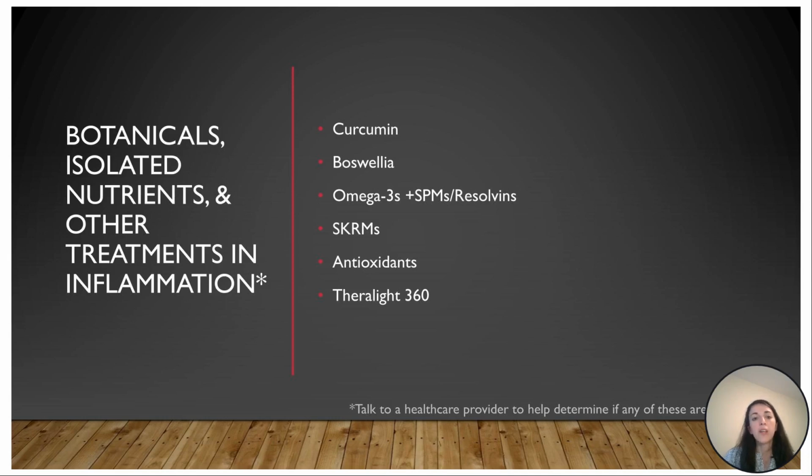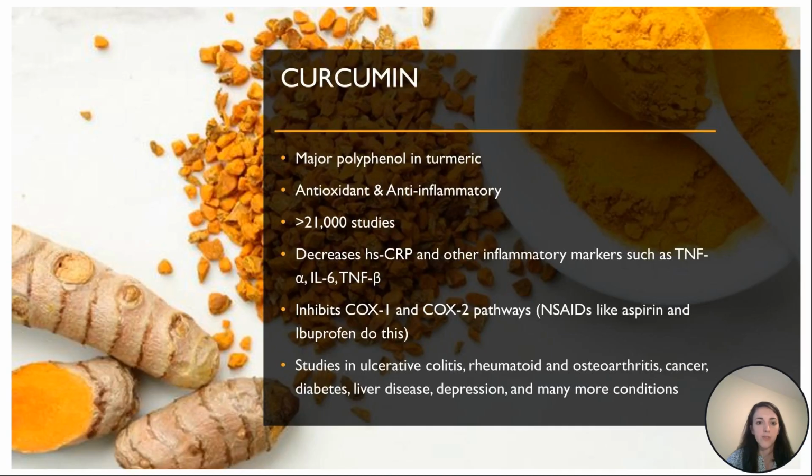All right, so we also have all kinds of different other therapies and things that can help reduce inflammation besides the lifestyle stuff, though some of these can be incorporated through nutrition as well. So I'll go through these: curcumin, boswellia, omega-3s, SPMs, antioxidants.